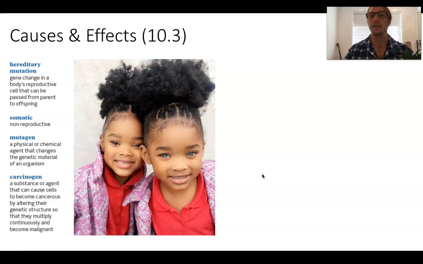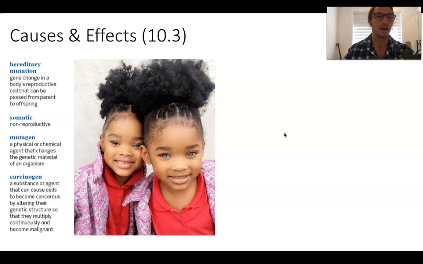If not inherited, mutations can be somatic, and this means non-reproductive. Somatic means body. We have sex cells, gametes, with sex chromosomes X and Y, and then we have somatic chromosomes, that's the rest of them. We also have somatic cells, that's the rest of the cells in our body.